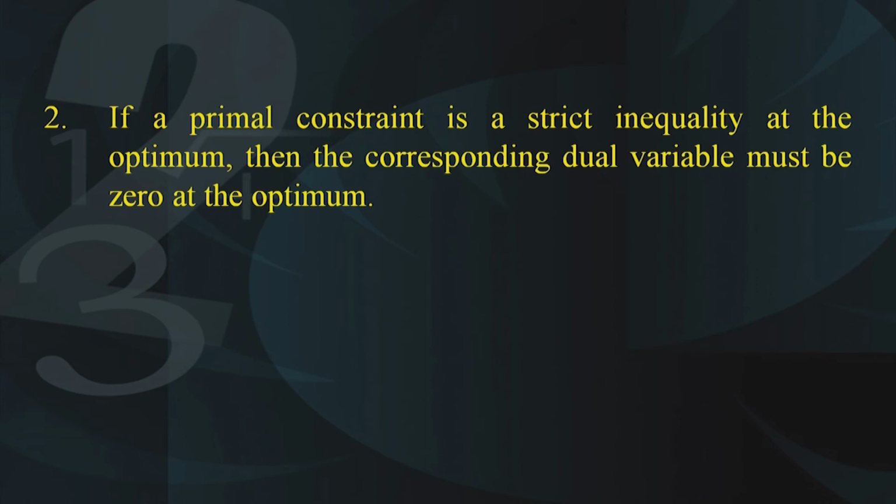Again, very interesting to note, that is, if there is a primal constraint which is a strict inequality, means it is not less than or equal to, it is only less than, and similarly it is not greater than or equal to, it is only greater than. So, it says that if the primal constraint is a strict inequality at the optimum, then the corresponding dual variable should be 0 at the optimum.